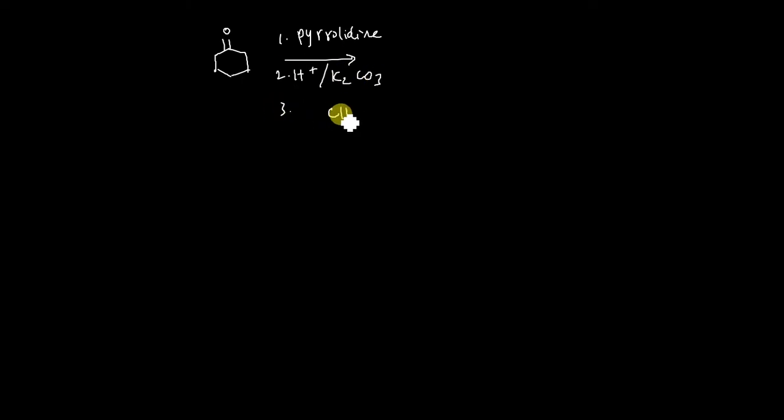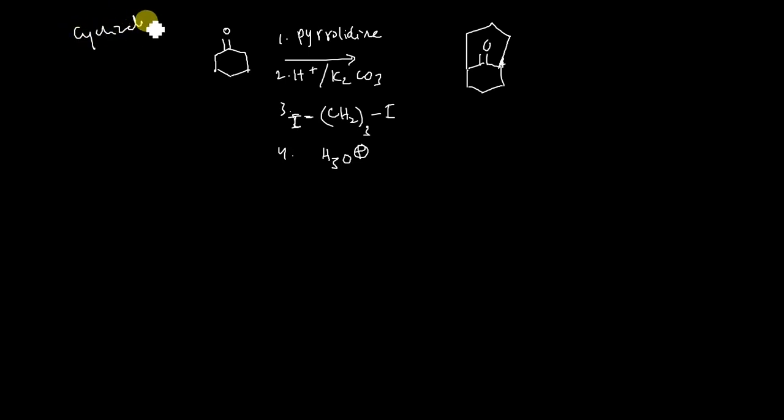Let us discuss another example. There is a cyclohexanone, and treat with pyrrolidine under acidic condition by using a dehydrating agent, followed by a dihaloalkane, and then hydrolysis, which gives you a bicyclic compound. So that means you can also explore this Stork-Enamine reaction for cyclization reactions.